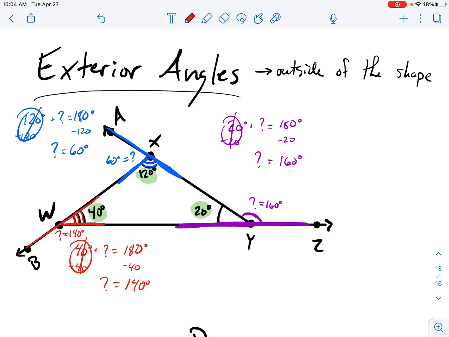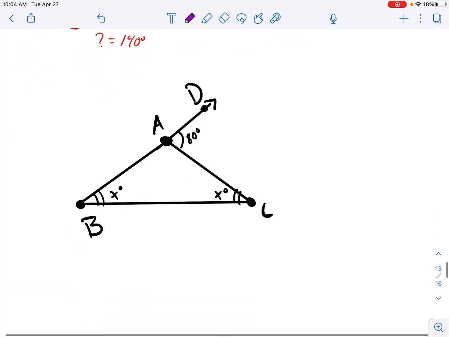It looks a lot scarier than it is. You're just taking the interior angle and it makes a supplementary angle with the exterior angle, right? It makes a straight line, so a supplementary angle, they add up to 180.